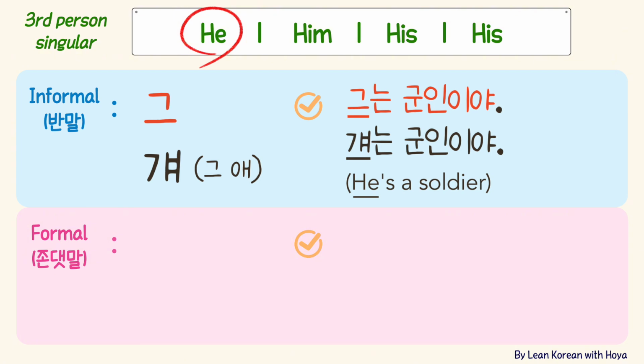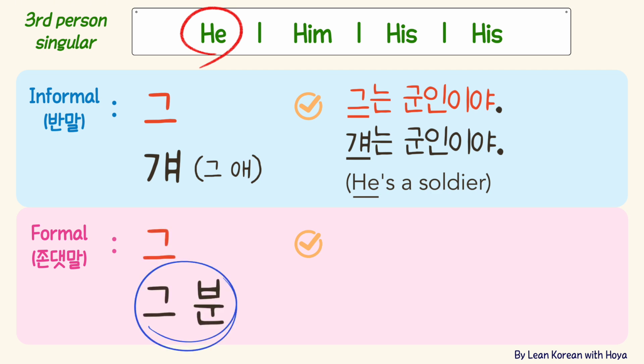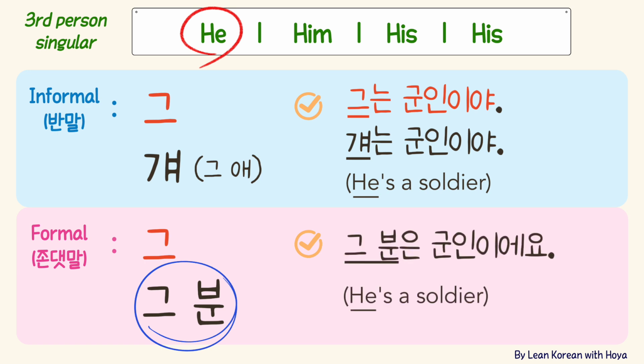He's a soldier. It's not wrong to say 그는 군인이야. But it's better to say 걔는 군인이야. For formal speech, we often use the term 그분 to replace 그. 그분은 군인이에요.